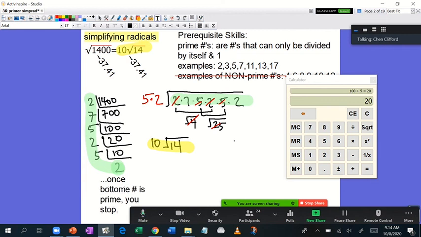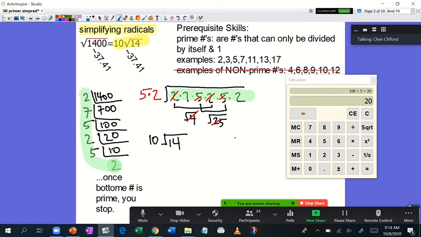Let me go ahead and highlight some things here. This is yellow. Boom, boom. And 7 times 2 is 14, just so you guys can really see.